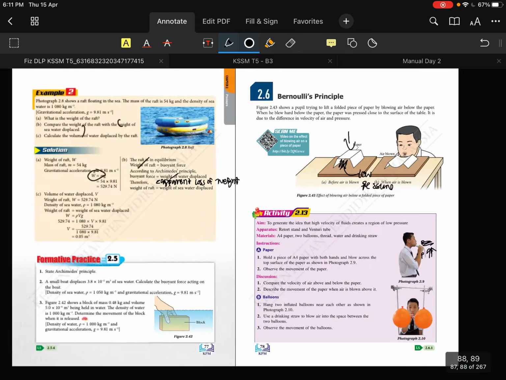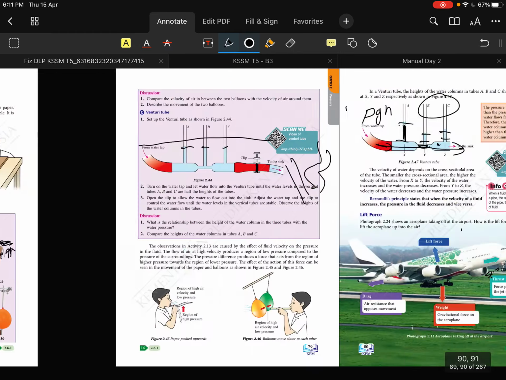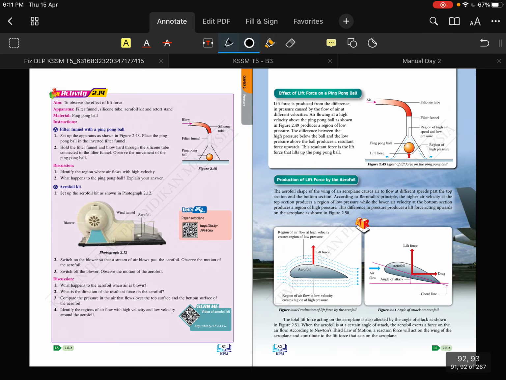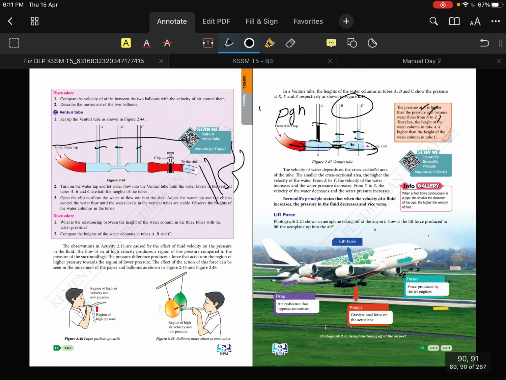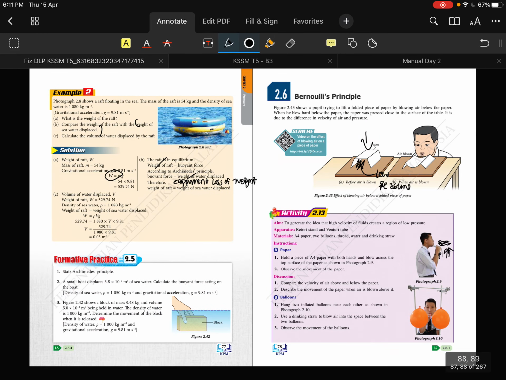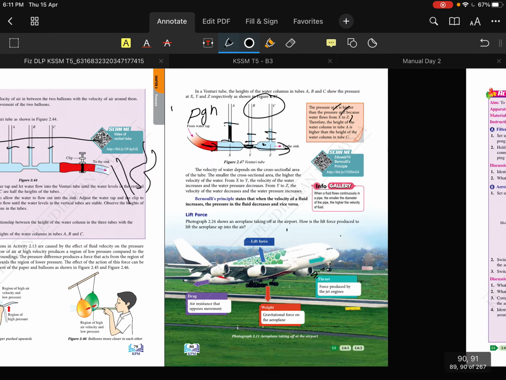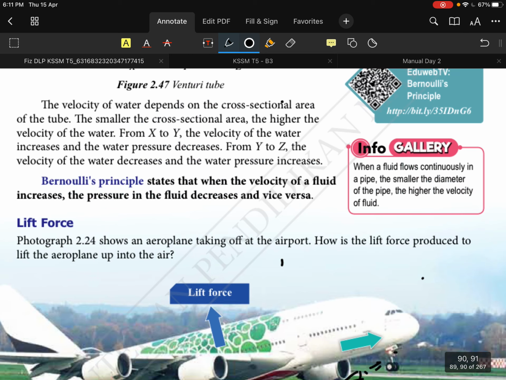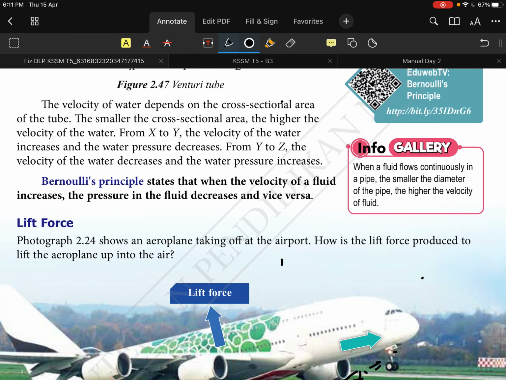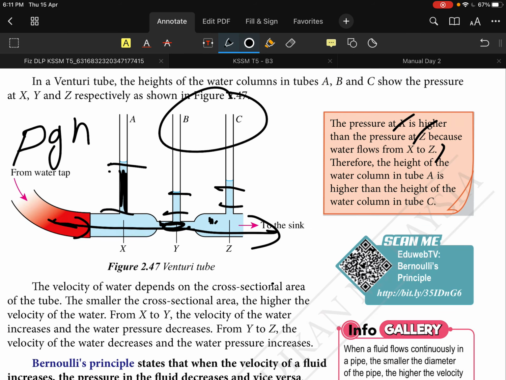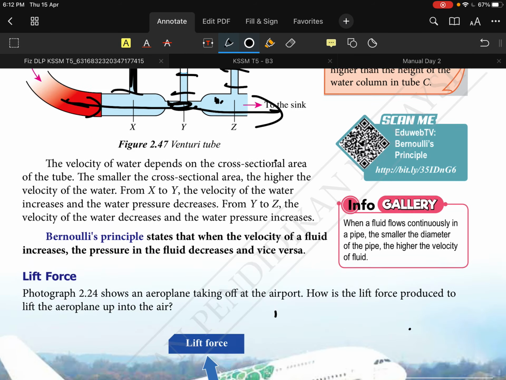I think it wrote it somewhere. Let me just see where it wrote. Yeah, I saw it written down somewhere. Oh, here. When a fluid flows continuously in a pipe, the smaller the diameter, the higher the velocity. So you see that this thing has a small diameter. So the smaller the diameter, the faster the velocity.